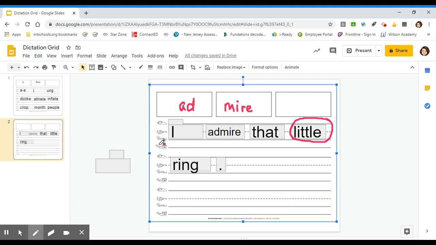Now let's scoop those phrases. I admire that little ring. 2 scoops for the phrases.